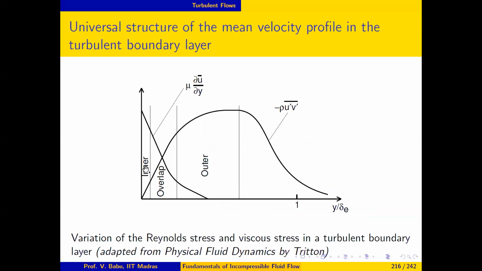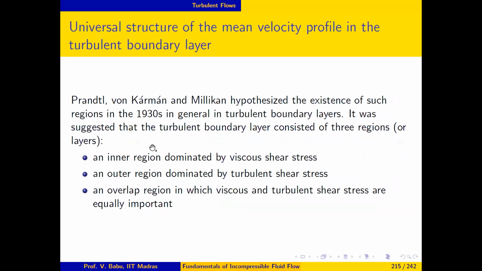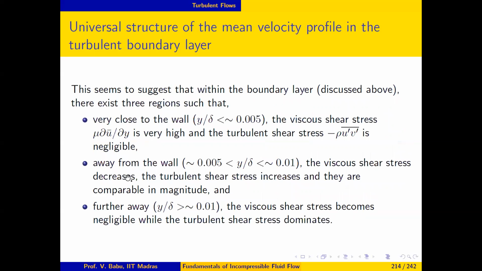So you can see that there is an inner region, overlap region, and an outer region where the effects that we talked about are seen. In fact, Prandtl, von Karman, and Millikan hypothesized the existence of three such regions. So basically, we are saying here that there are three regions, and that in these three regions there is a competition between the viscous stress and the turbulent shear stress.